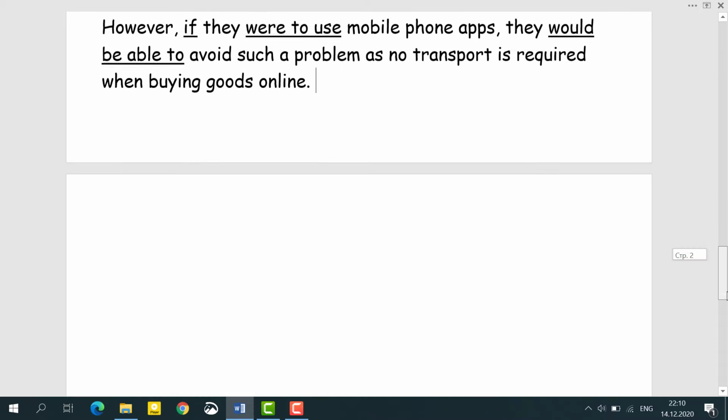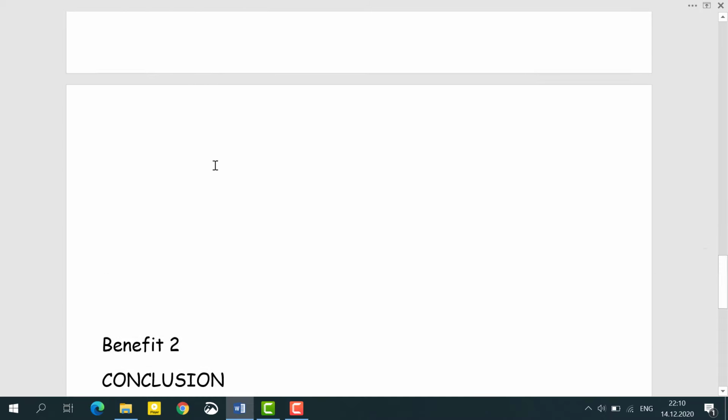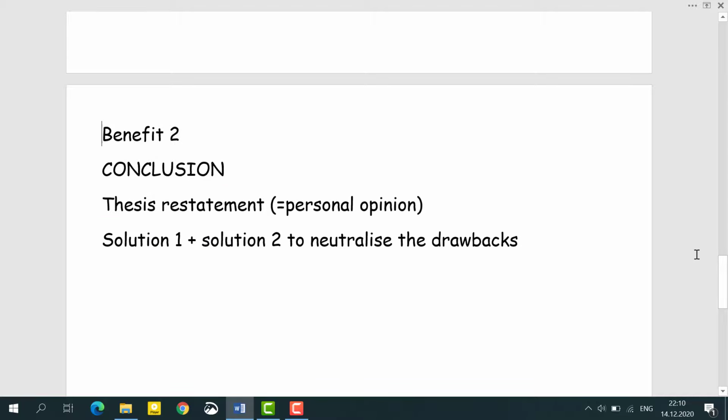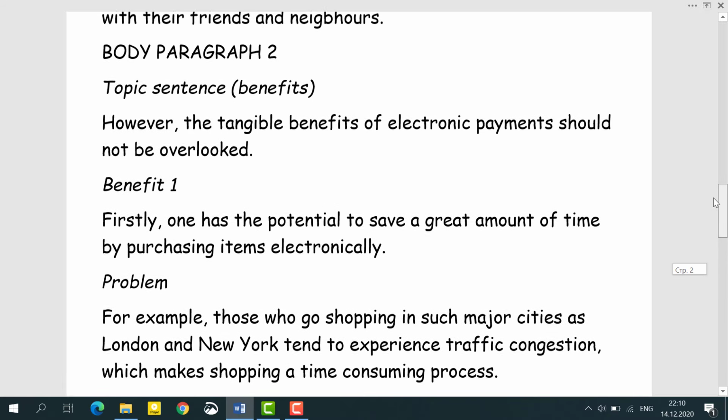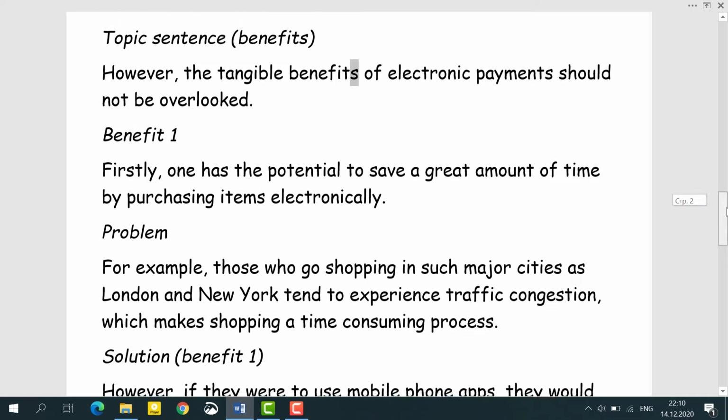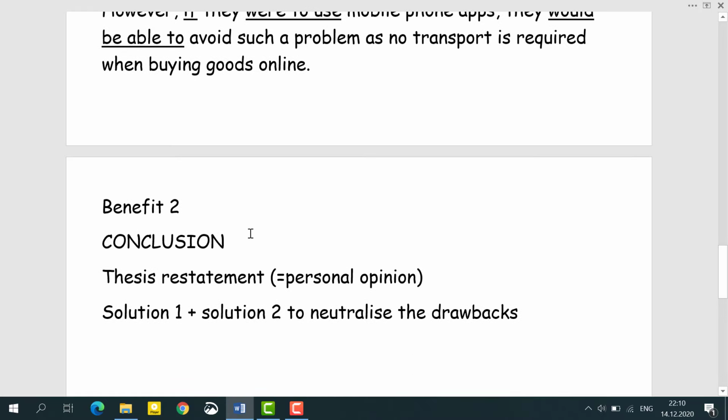The next step is to talk about the second benefit. Okay? Why the second benefit? Now let's just look at our topic sentence. However, the tangible benefits, okay, of electronic payments should not be overlooked. Benefits. So we're talking about 2 benefits. So let's just do it.